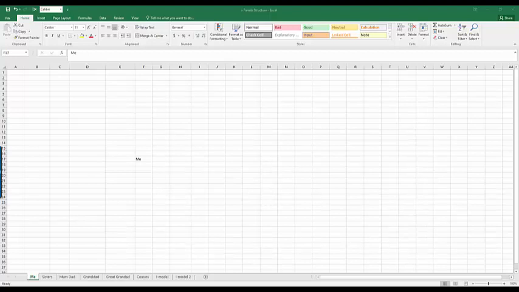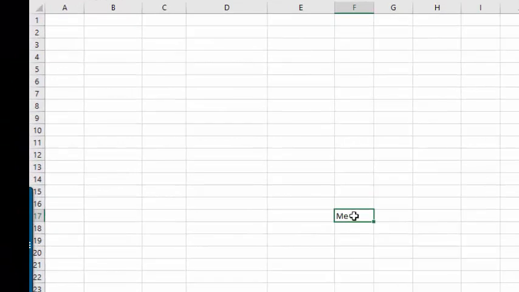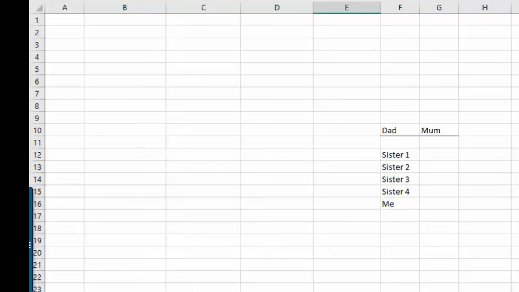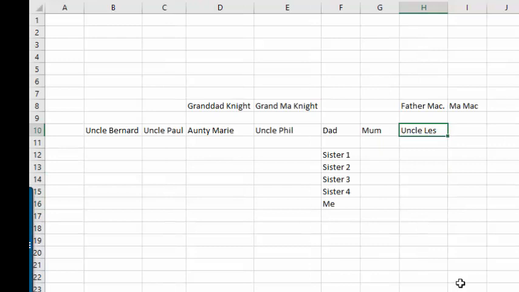So into the content, I just want to talk about, to start with, the Indigenous family structure. I'm going to start with me, and then I'm going to go to my sisters. I've got 4 older sisters, and I have mum and dad here. And then they had parents, so mum and dad, grandma Knight, granddad Knight, father McCrory, ma McCrory.